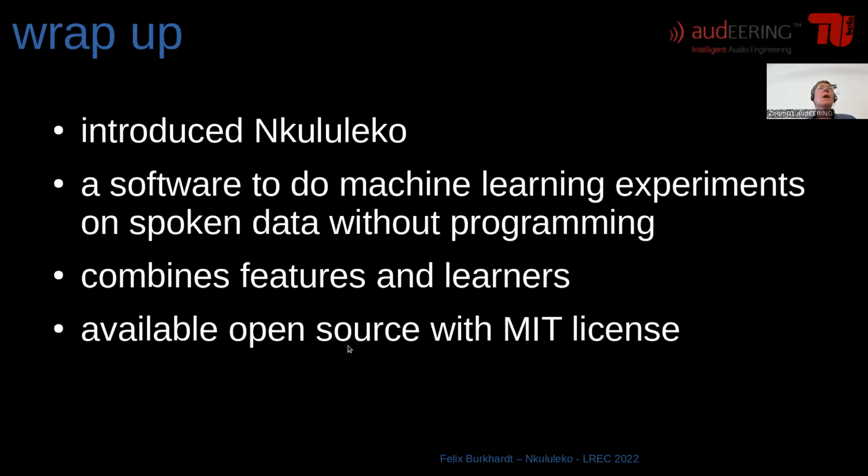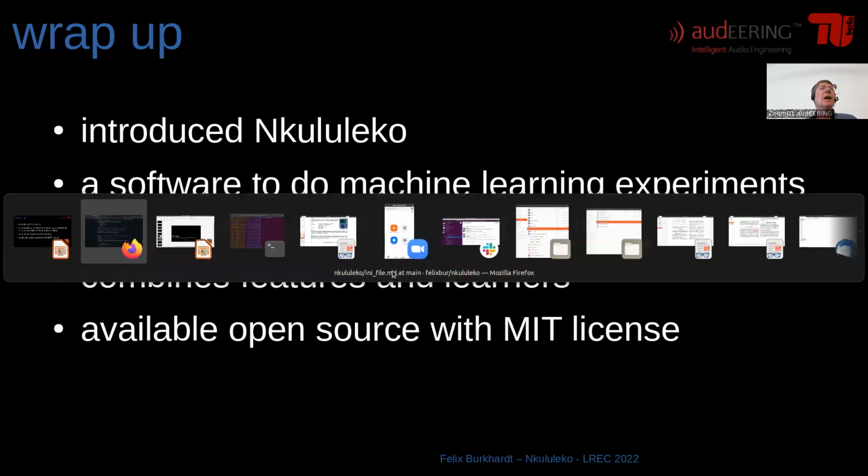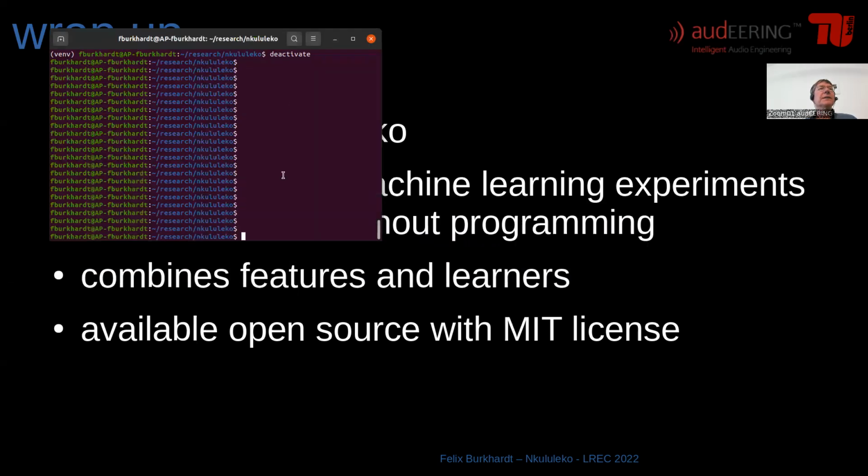Okay, so I introduced Nkululeko. It's a software to do machine learning experiments, combine features and learners. It's available open source. I'm happy if you use it. Ask me questions. If we have a few seconds left, I'd like to show you how it works.